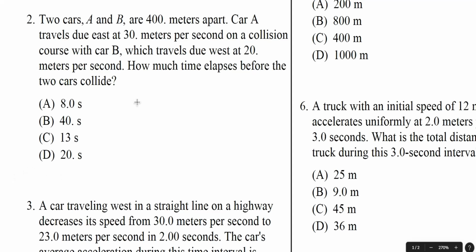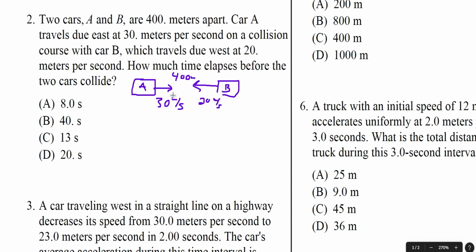So we have two cars that are separated 400 meters apart. So one thing that you'd want to do is try to draw out a picture of what's going on. So we have car A and car B. They are 400 meters apart. We have car A traveling to the east at 30 meters per second. And then we have car B in the opposite direction going 20 meters per second. And they want us to know how much time until they cross paths.